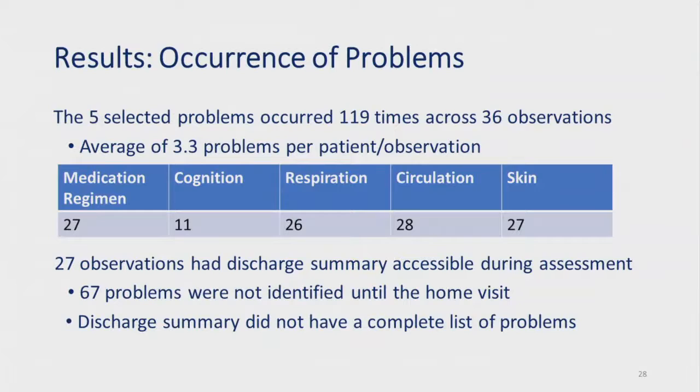We also noticed there were 27 observations that had a discharge summary accessible during the assessment. And on those, 67 problems were not identified until the home visit. 67 problems were not on the referral documentation and were only identified at the home visit. And we also know the discharge summary that was given to the patient did not have a complete list of problems as compared to the other 2 phases.